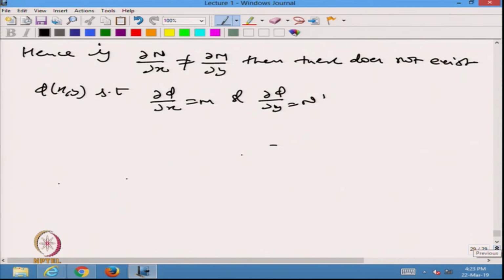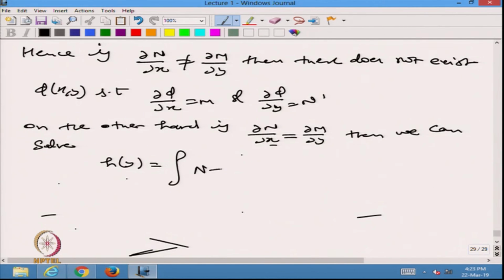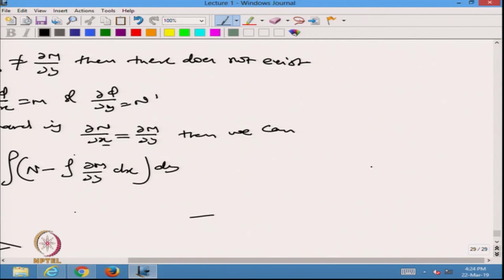But if it is equal, on the other hand, if del N by del x is equal to del M by del y, then we can solve for h(y), that is the integration we have taken, the integral of del M by del y dx with respect to dy, to find phi(x,y).